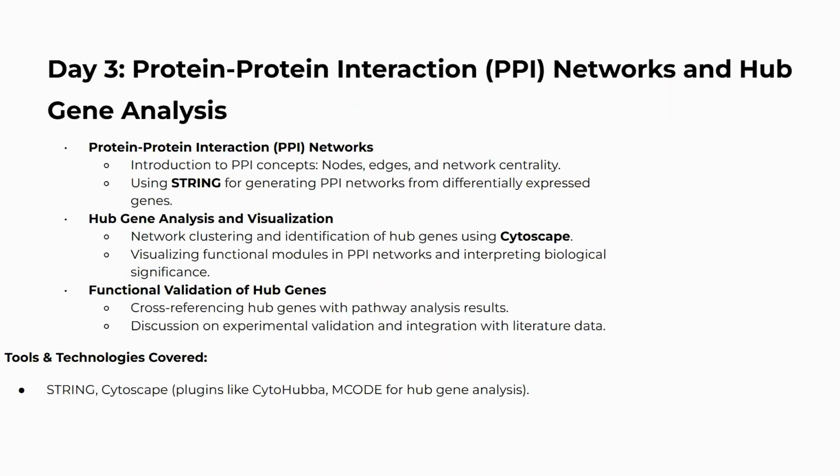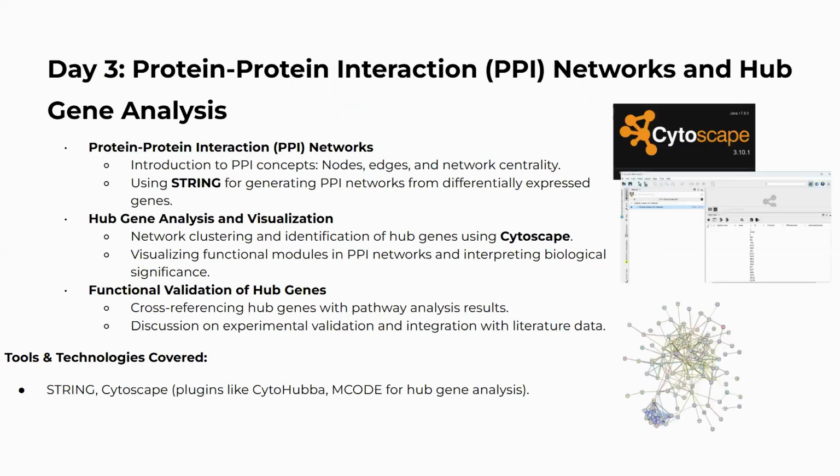Now, for day three, we have planned for protein-protein interaction network and hub gene analysis. For this, we are going to talk about the online database STRING. And then we are going to get hands-on experience with Cytoscape. And further, we'll use Cytoscape for the validation and identification of the hub genes.